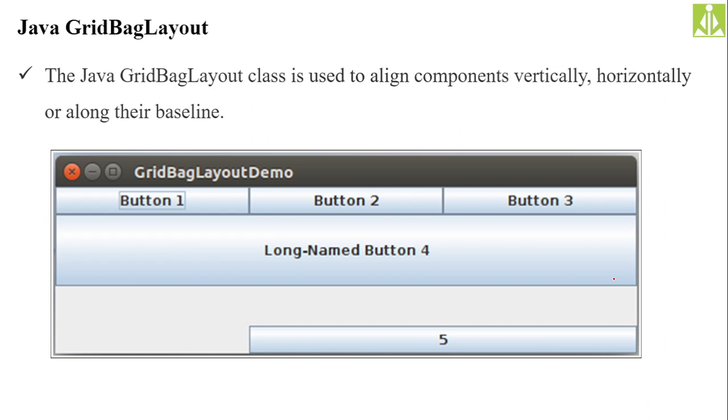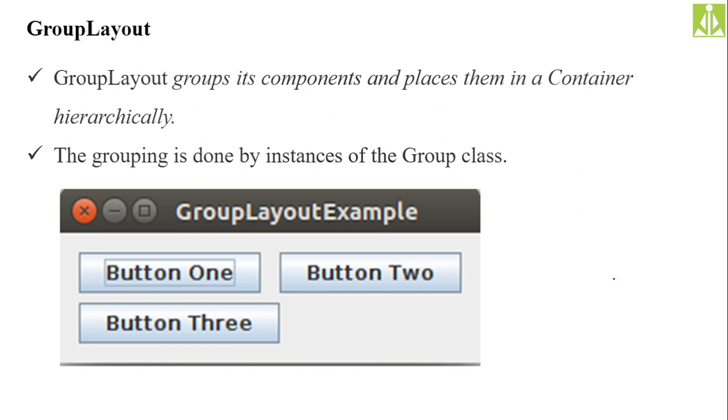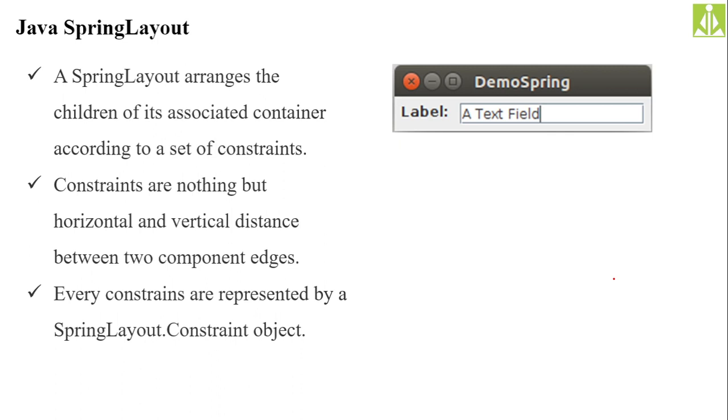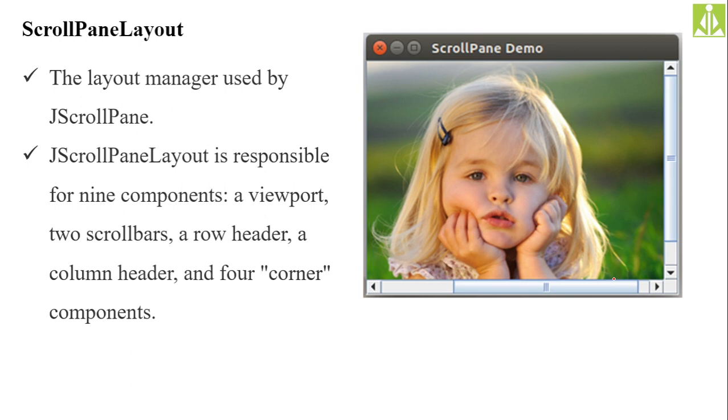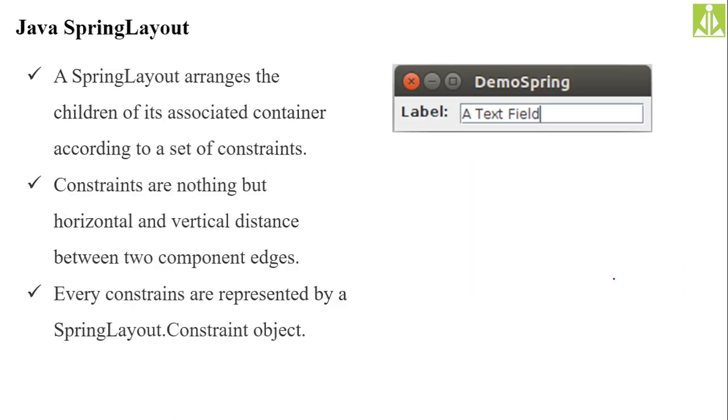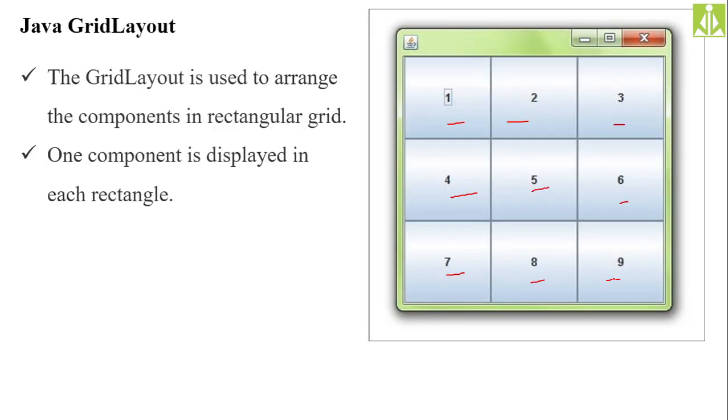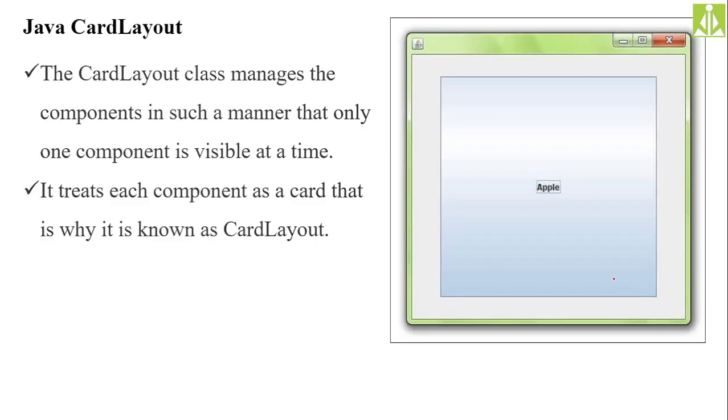When you are creating this type of layout, and this is to group different components under a single layout, we go for group layout. Then spring layout, a combination of different types of components we can put under spring layout. And scroll pane layout, as you can see we are getting the scroll bars, horizontal and vertical, for this scroll pane layout. These are some of the layout managers which are helpful in arranging the components on your container.